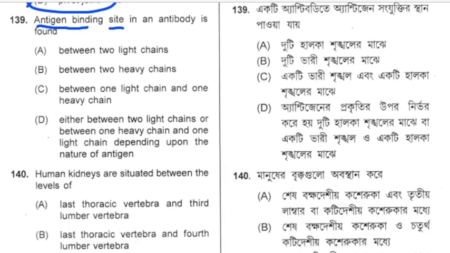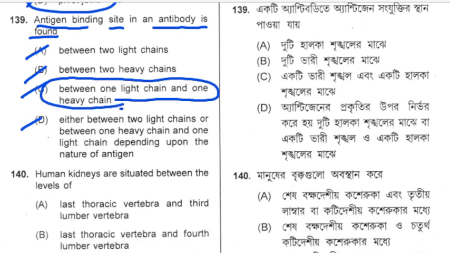Antigen binding site in an antibody is found. যেটা antigen binding site সেটা কোথায় পাওয়া যায়? Between two light chain, between two heavy chain, between one light chain and one heavy chain, or either between two light chain or between one heavy chain and one light chain, depending on the nature of antigen. So the correct answer is it lies between one light chain and one heavy chain.